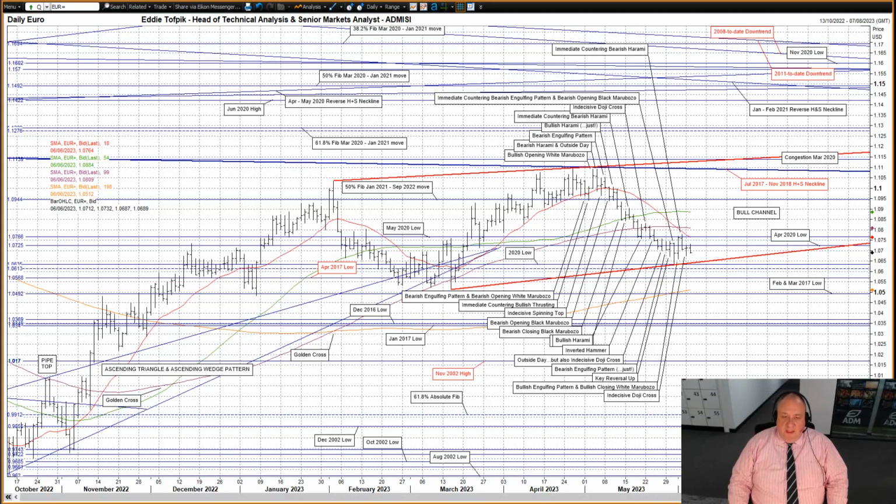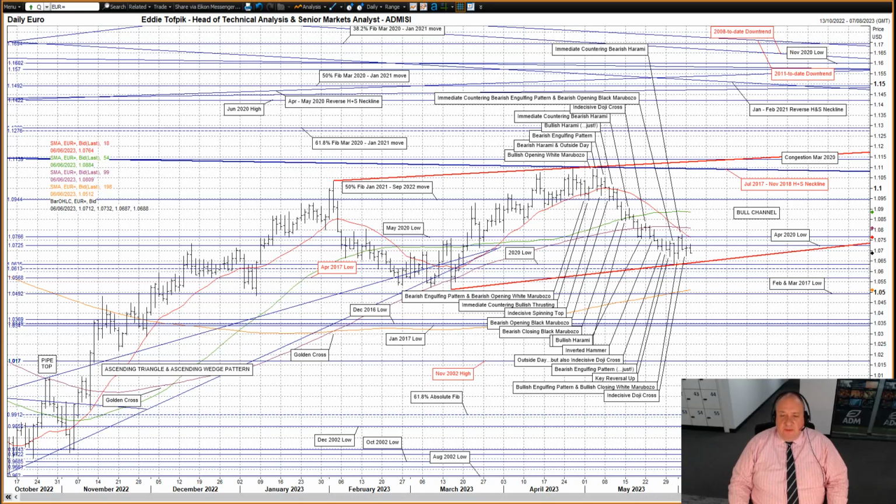Euro-dollar. An indecisive doji cross yesterday as the market is seemingly consolidating and making an attempt at building the February to date bull channel, currently 106.41 to 111.28, that I mentioned last time. This bull channel is highlighted in bright red on my daily chart.